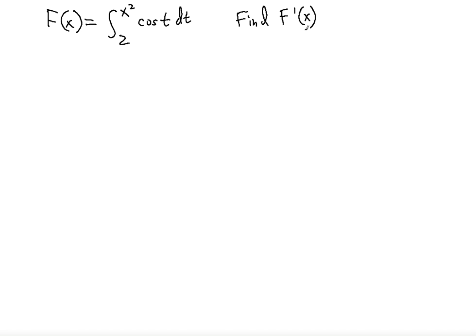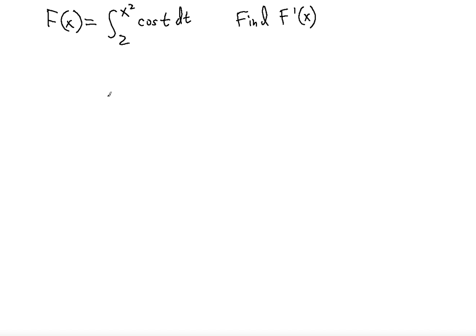In this video, we're going to use the second fundamental theorem of calculus along with the chain rule and u substitution to find the capital F prime of x. So we're given that the capital F of x is equal to the integral from 2 to x squared of cosine t dt, and we're asked to find capital F prime of x.